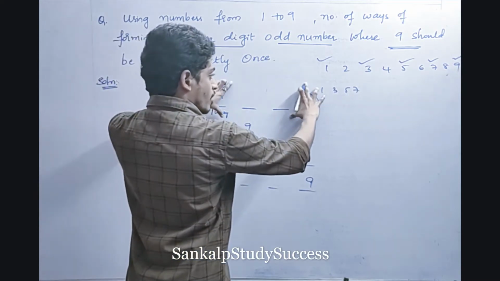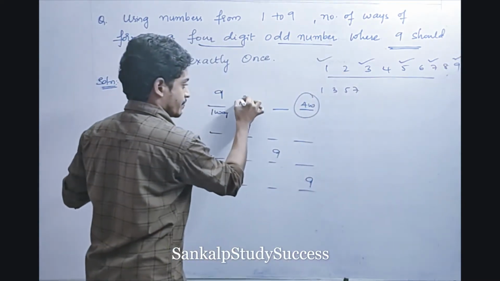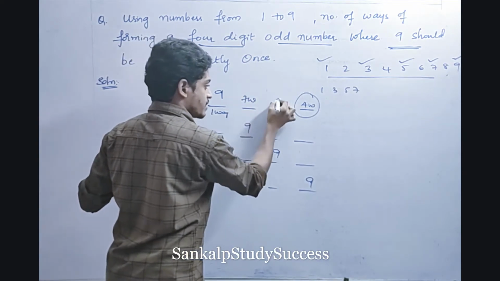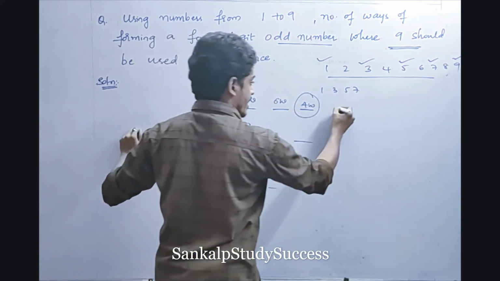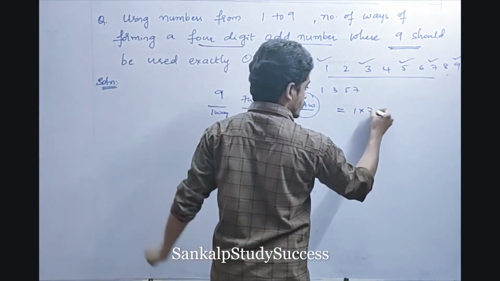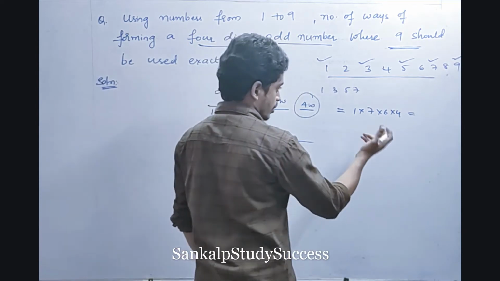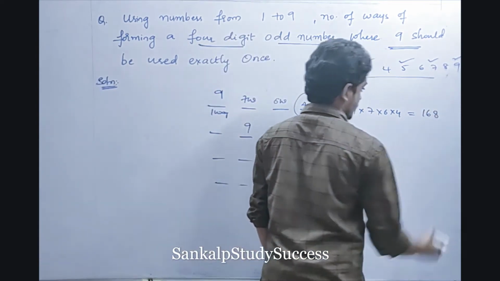So 2 digits are already filled out of 9. So 7 digits should be filled here. 7 ways here, and 7 ways here, 6 ways here. So the total number of ways is 1 into 7 into 6 into 4. That is nothing but 6 7s are 42, 42 4s are 168. 168 ways.